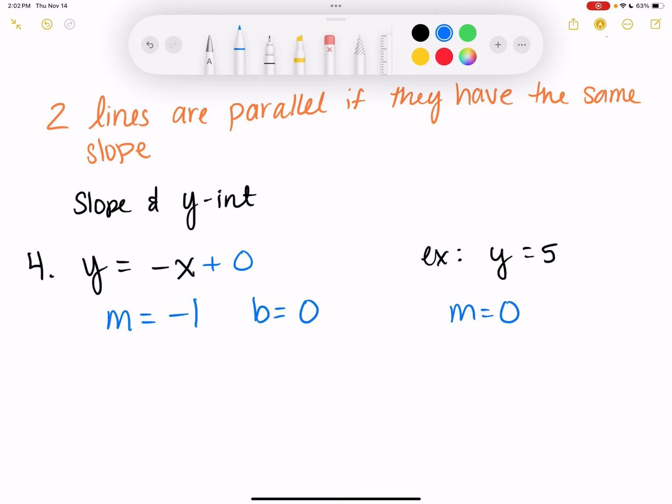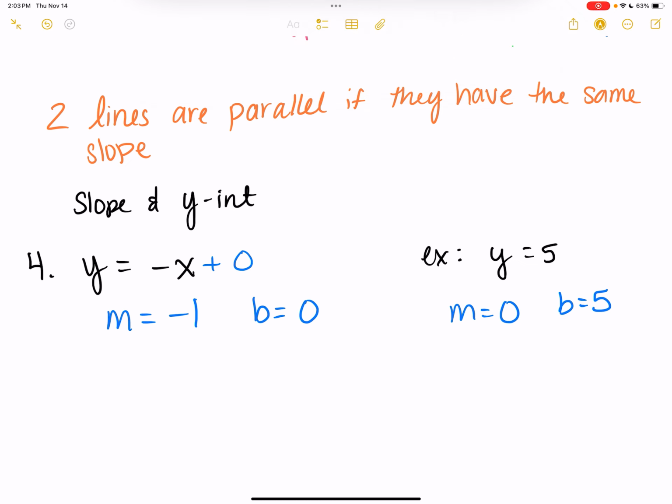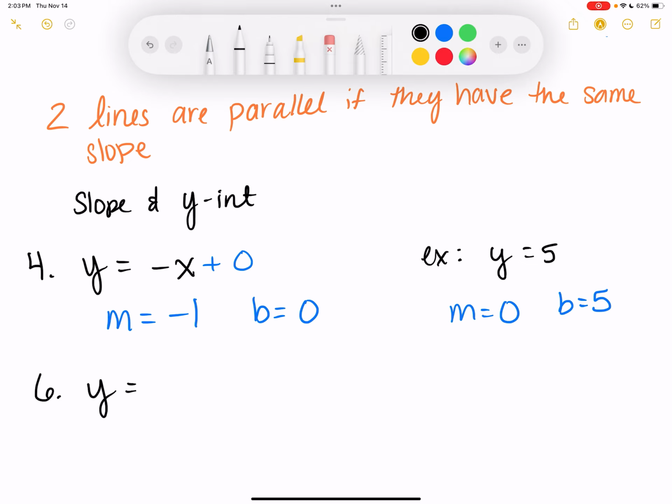We had this in section 2. Section 1, I don't know. One of those 2 sections. It's a horizontal line, right? That goes straight across. Hence the 0 slope. What would the intercept of this one be? 5. Okay. So these are kind of like opposite type problems. This one didn't have an intercept listed, so it's 0. This one doesn't have an x, so the slope is 0. Okay. Just so that you've seen that. Number 6, y equals -7 plus 5x.